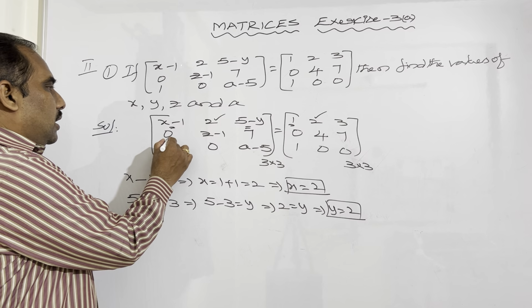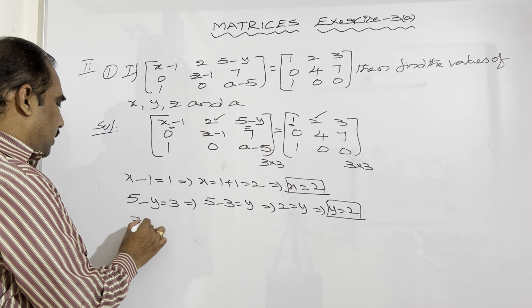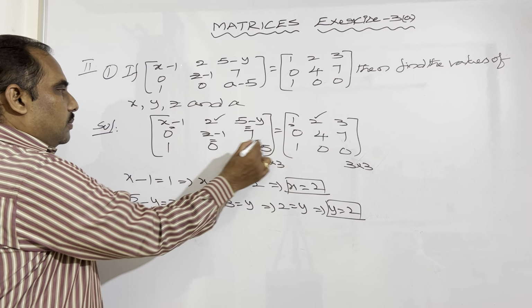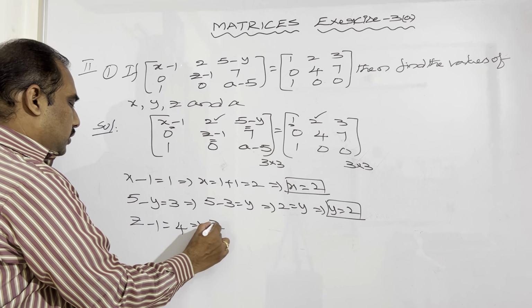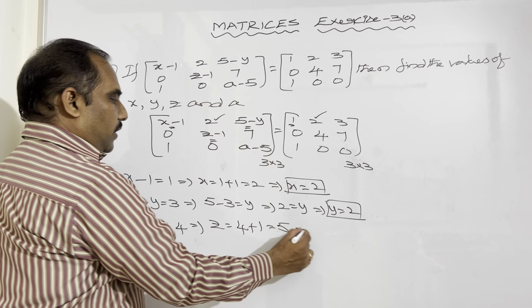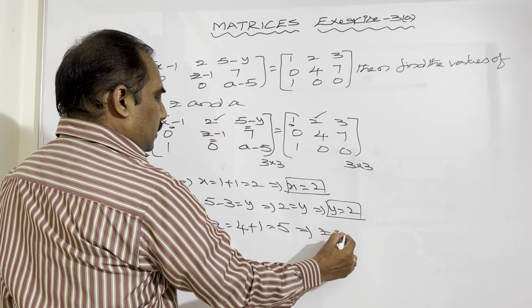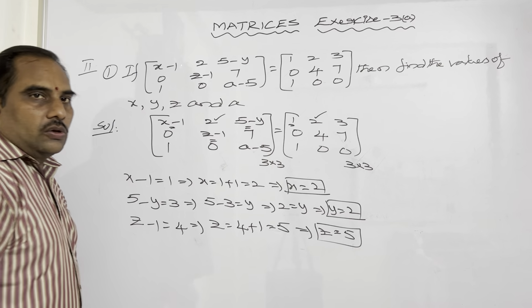Similarly, 0 is equal to 0. The next corresponding element is to get the value of z. Here z minus 1 is equal to 4. So z is equal to 4 plus 1, which is equal to 5. So that implies z is equal to 5. Like this we can find the value of z.